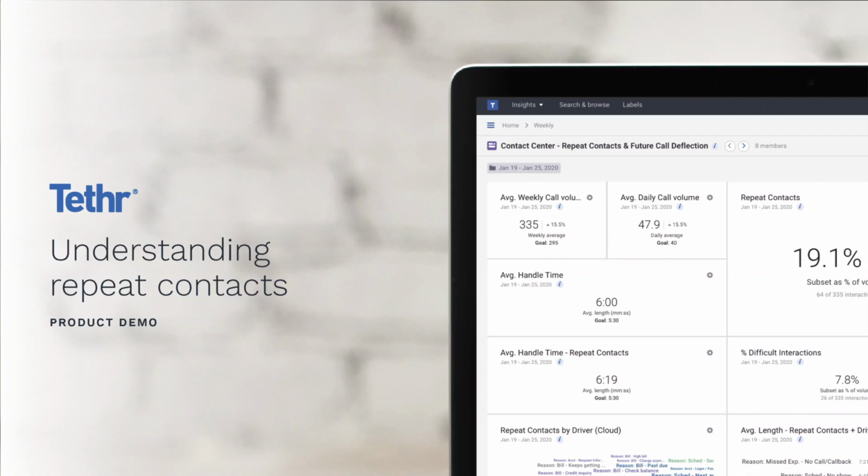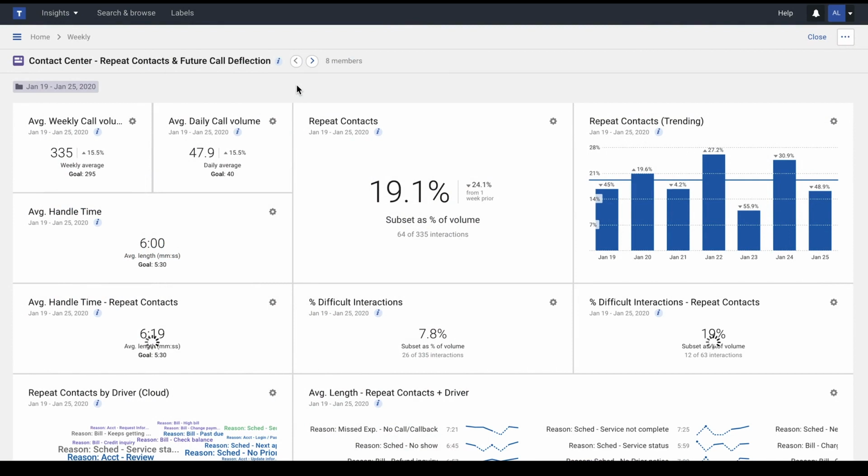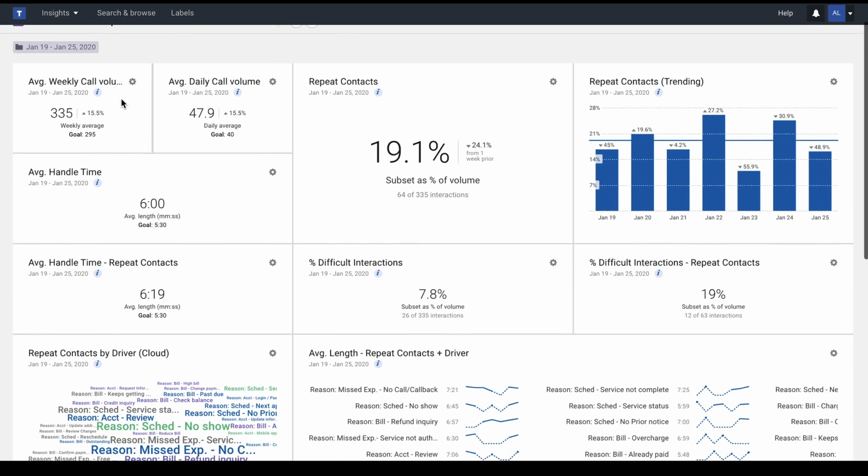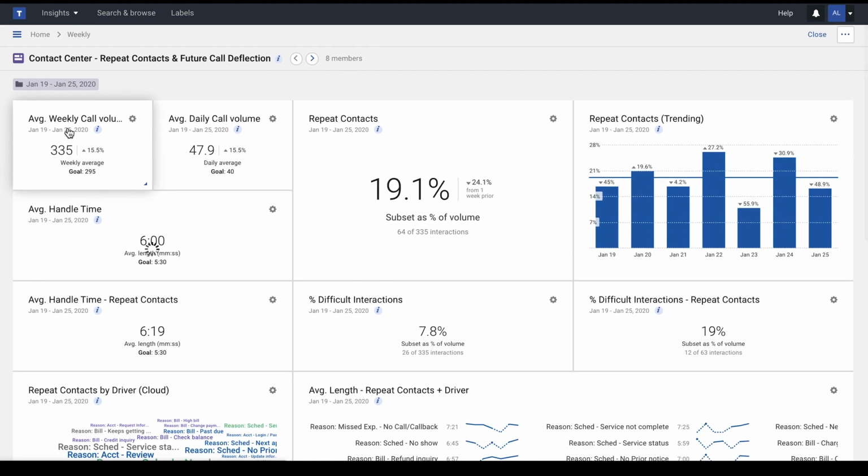Tether can help with keeping track of your repeat contact volume as well as pulling apart what might be affecting that. There are some general metrics we recommend, and we'll go through them below. When it comes to repeat contact, we'd want to be able to track your weekly call volume and your average daily call volume. Tether allows you to place goals, so if that volume is a little bit too high for your liking, you can always put a goal on there and see if you are keeping on track with that goal.